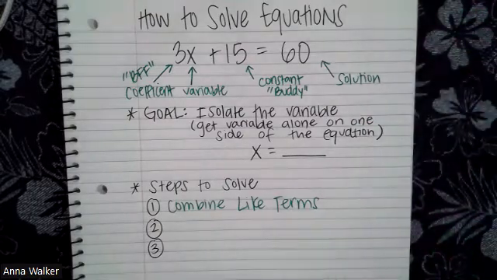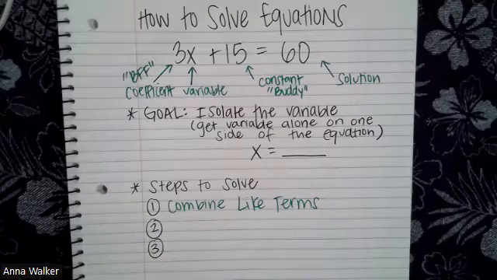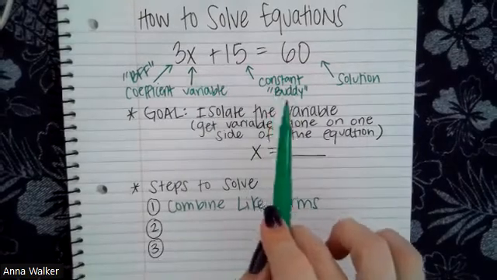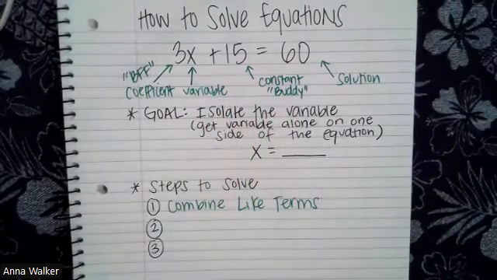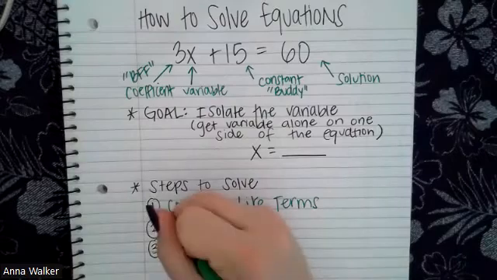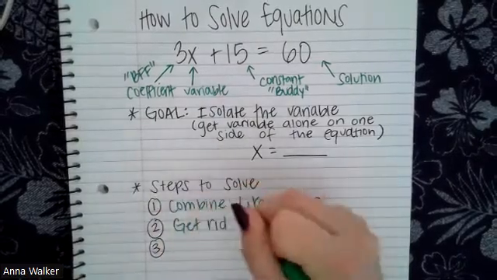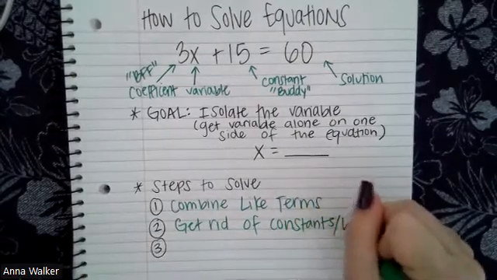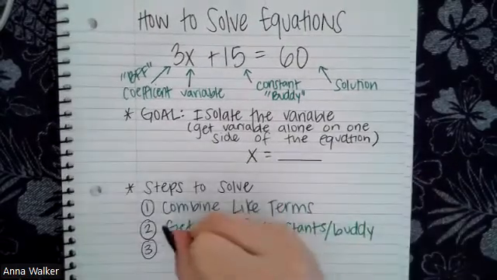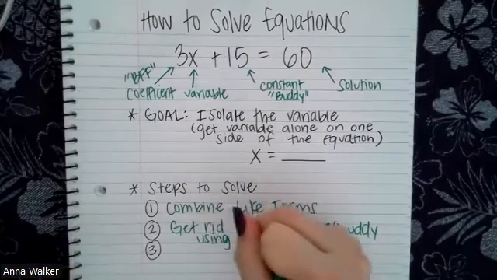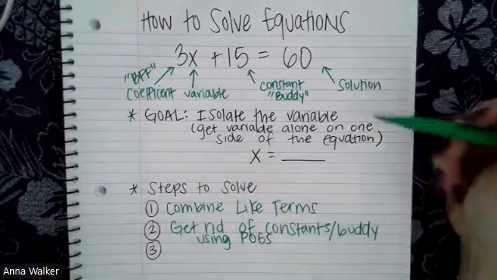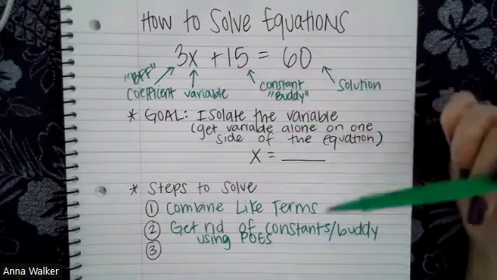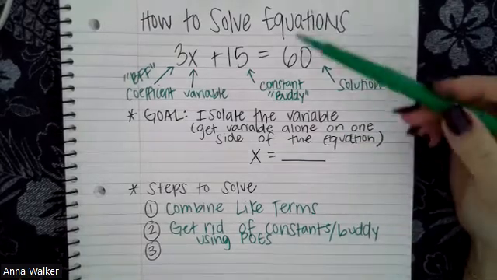Then the second thing you're going to do is you're going to get rid of the constants and the buddy, using the inverse operations. Okay. So the second step is get rid of the constant or the buddy using the inverse operations. So for instance, if the constant is being added, we're going to use the inverse operation, the subtraction property of equality, SPOE, to solve.